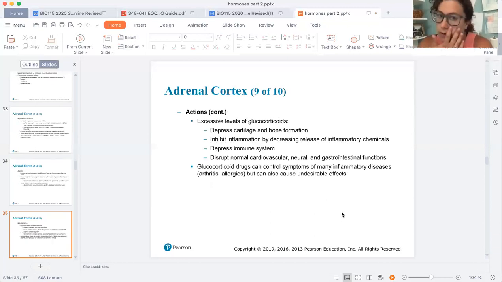An excessive amount of glucocorticoids or cortisol is bad. When we have too much cortisol, we can depress cartilage and bone formation. It can inhibit inflammation by decreasing the release of inflammatory mediators. It can depress the immune system, so when we're really stressed out and constantly have cortisol, we tend to get sick more often, and it can also disrupt our cardiovascular, GI, and neural functions.